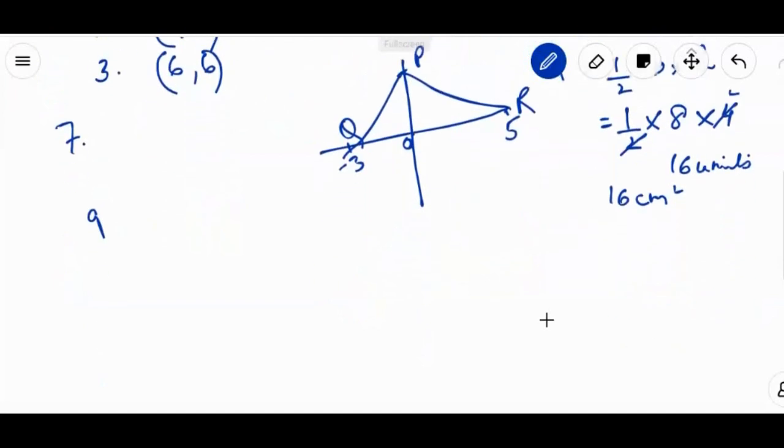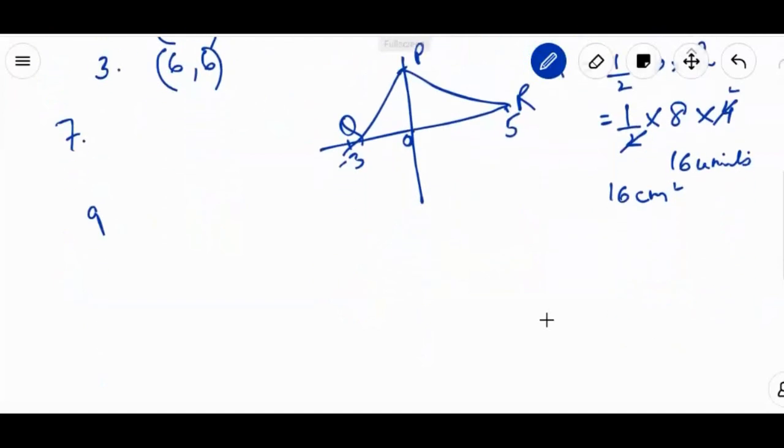Now, in the 9th one, you have to plot these points. 3 points are there and find the coordinates of the 4th vertex. How will you do it? Let me see. Did you all do it? So first is minus 1 comma 1. So minus 1 is here and 1, so this is your point. Okay, and then you have 5 comma 1. So 5 is here. This will be a point.